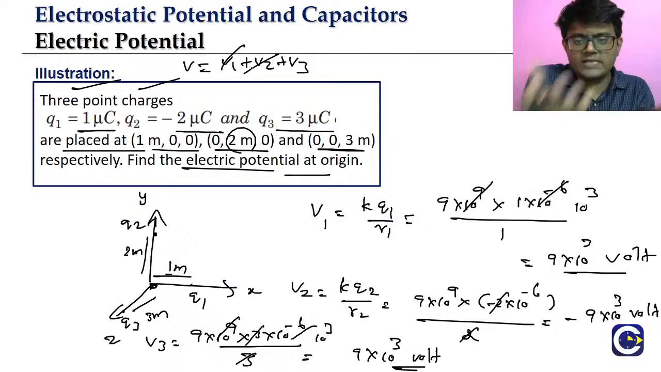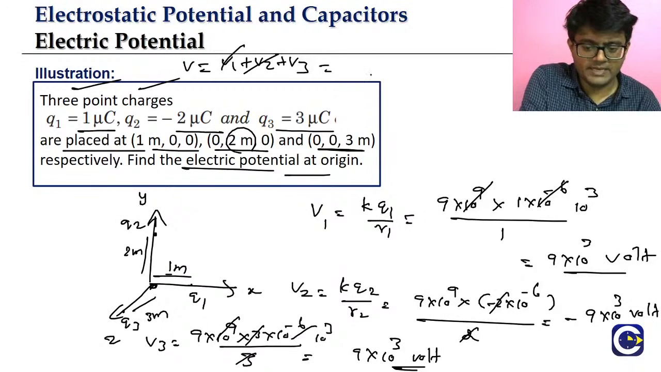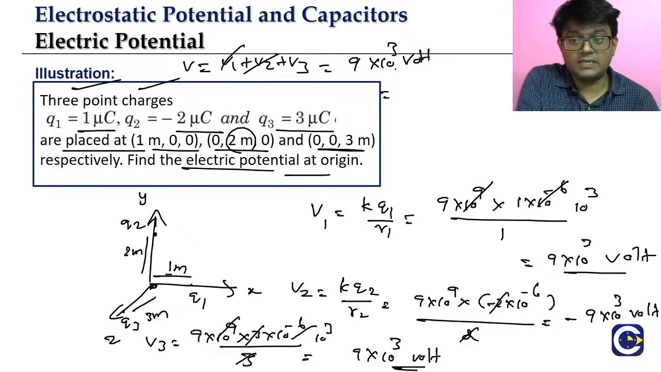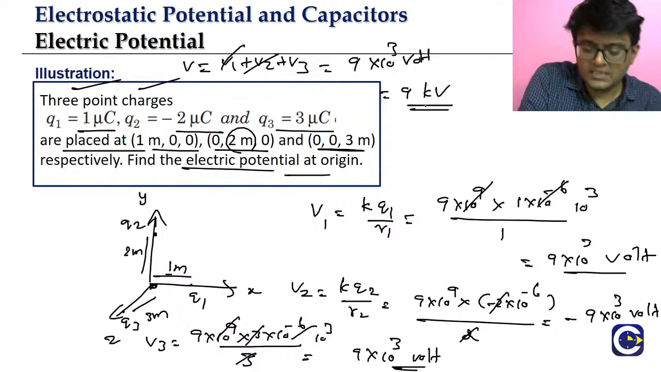V1 and V2 will simply cancel, because V1 is 9 into 10 power 3 and V2 is minus 9 into 10 power 3. So only the V3 value will remain. What is it? Totally 9 into 10 power 3 volt. Or we can write it another way, you know? 10 power 3 volt means we can write it as what, kilovolt. So 9 kV, 9 kilovolt.